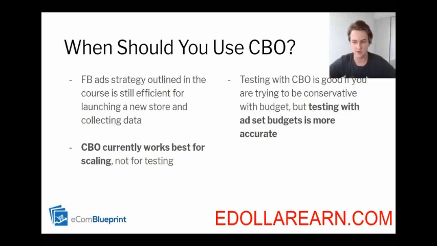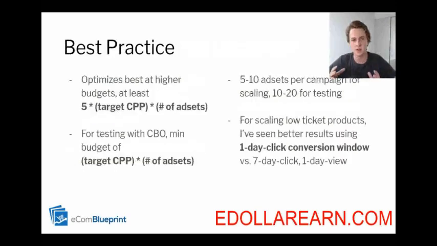So testing with CBO, not the best way, but if you're trying to be conservative with budget, it can work well. So I've been doing a lot of testing with CBOs in the past few months, and I want to share some of the best practices that I found. So number one is that they optimize best at higher budgets. And this makes sense, right? If you want Facebook's algorithm to properly optimize your ad spend, then you need to give it some budget to work with so that it can get enough data to optimize.